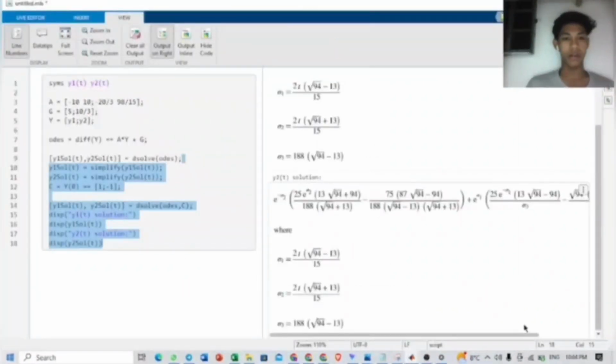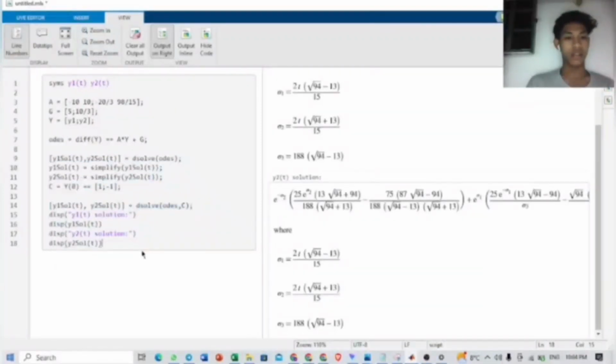Today I would like to explain about the simulation for question 3. So this is the MATLAB code for solving the ODE for question 3. So the line 1, syms y1(t) y2(t), declares two symbolic functions y1(t) and y2(t), and for the line A defines a 2 times 2 matrix A, and for the line G defines a 2 times 1 matrix G, and for the line Y, y1, y2 defines a 2 times 1 column matrix Y made up of y1(t) and y2(t).